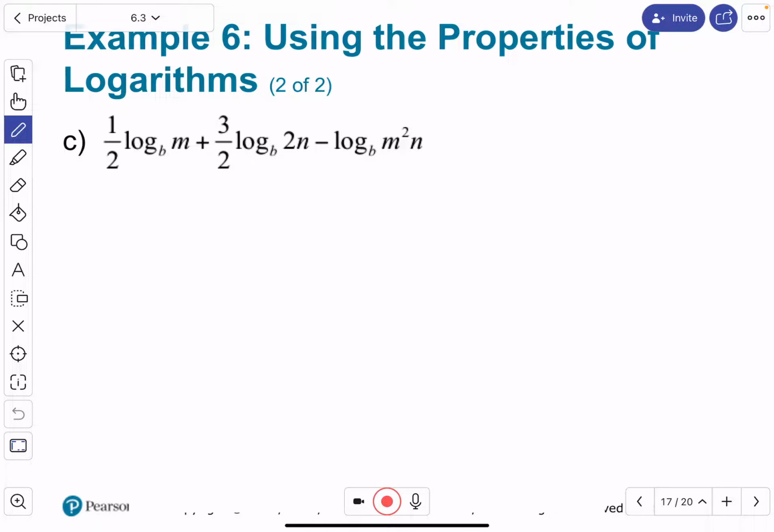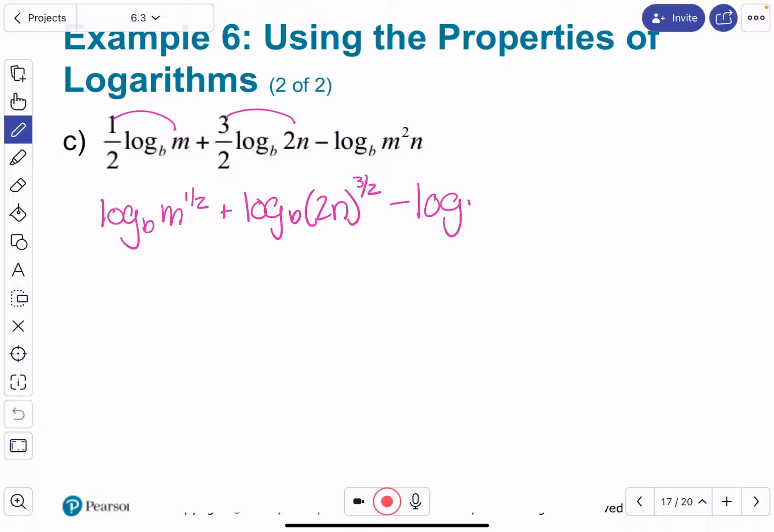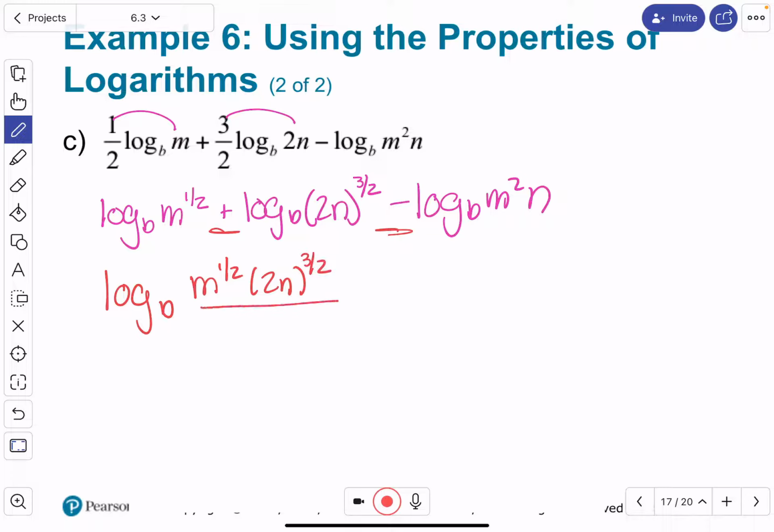Okay, here we go. So we're going to take this one and go the other way. So we're going to bring each piece as an exponent. Log b 2n to the 3 halves and log b m squared n. Now we're going to use our adding and subtracting to make a multiplication and division. So these two are going to be on the top, and then m squared n is going to be on the bottom.